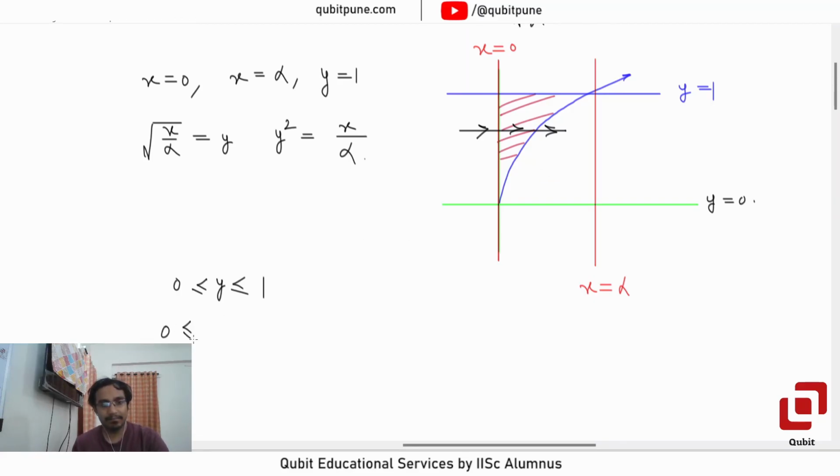0. Correct. Now, while leaving the region, we need to consider the boundary, the blue curve boundary, that's the parabolic boundary. That is y squared equal to x upon alpha. So what will x be equal to? x will be equal to alpha y squared, because this boundary is y squared equal to x upon alpha. So to correctly represent our region of integration, we need to carefully choose the upper limit on x, that is given by this particular curve.